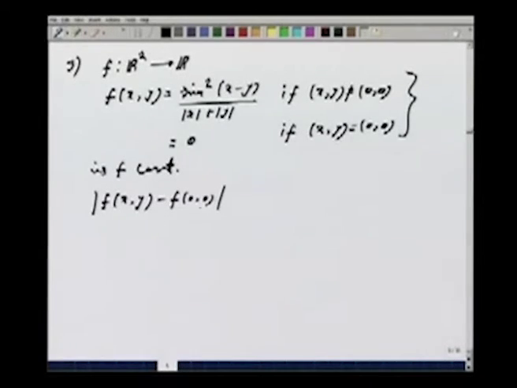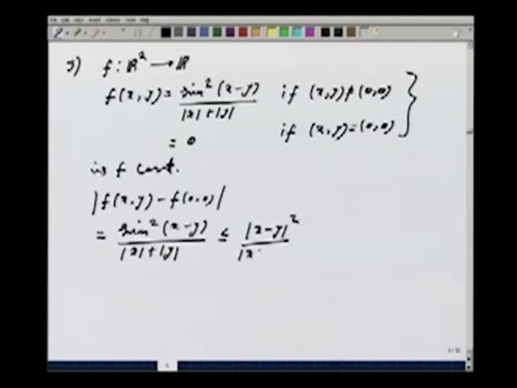This, by the definition of the function, is sine square of x minus y divided by mod x plus mod y, because xy is not equal to 0, 0 here. Now, using the fact that sine x is less than or equal to x, I get that this is less than or equal to mod x minus y whole square divided by mod x plus mod y.